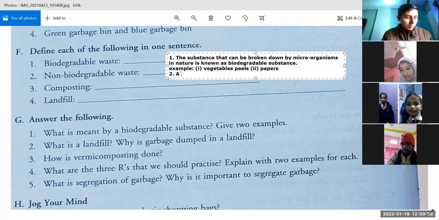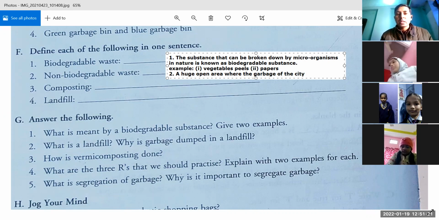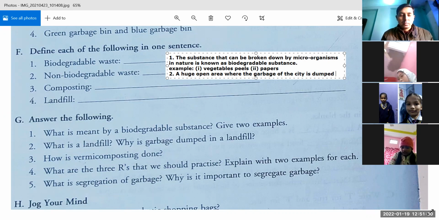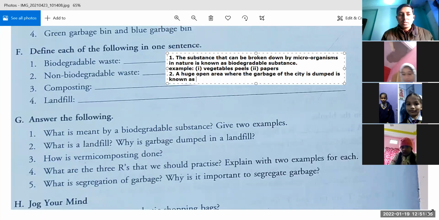Just write: a huge open area where the garbage of the city or town, you may write city and town both, is dumped is known as landfill.